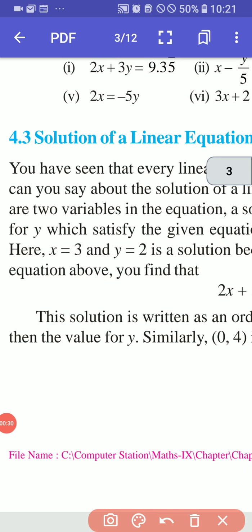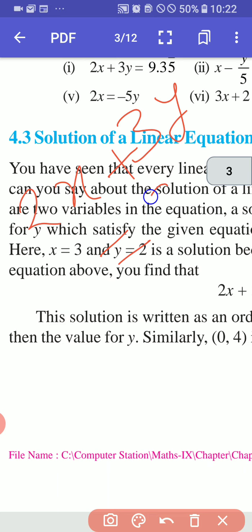Let us suppose we have been given an equation 2x plus 3y equal to 5, right? The values of x and y which satisfy this equation are called the solution of the linear equation in two variables. Here I am saying linear equation in two variables because here x and y are two variables.